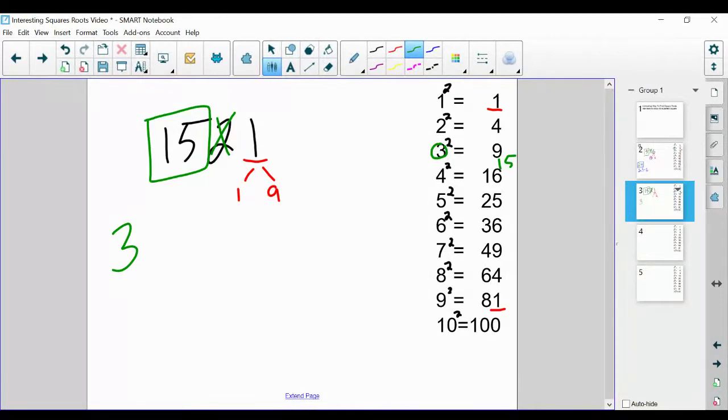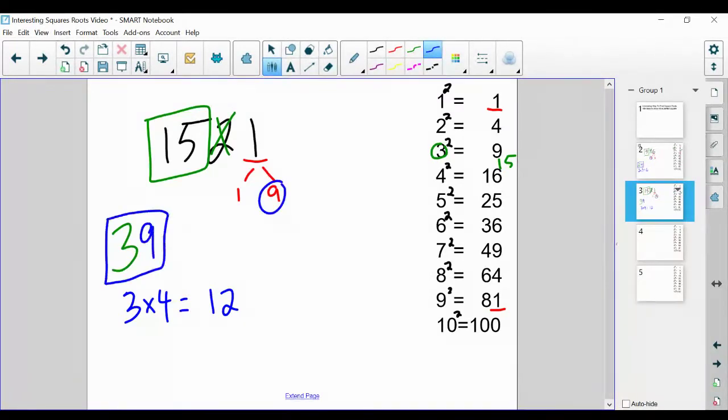And now we have to figure out whether it's going to be a 1 or a 9. To do that, we do 3 times the next number in general, which is 4, which gives us 12. Now we compare 15 to 12. Well, 15 is bigger than 12, so we go with the 9. Therefore, the square root of 1,521 is 39.